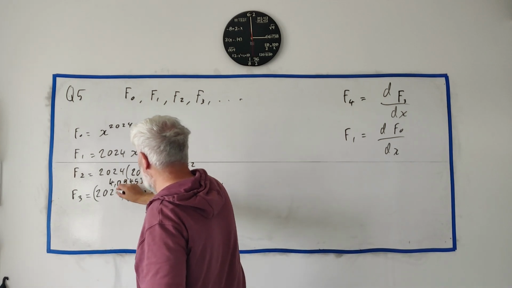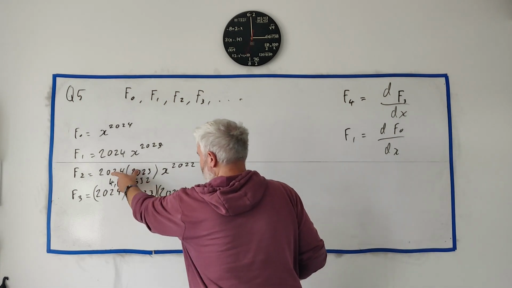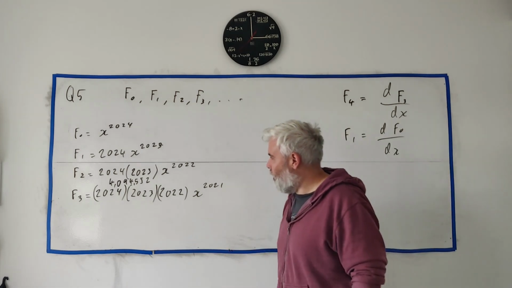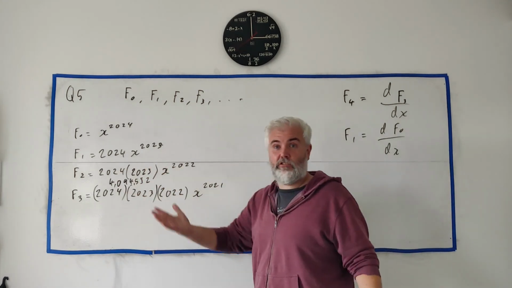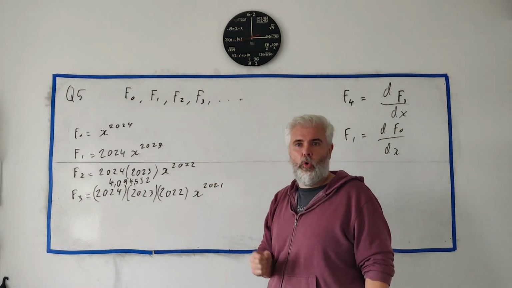552. So what is that number? That's 4,094,552. These two numbers multiplied together. Yeah, that looks about right. 2,000 by 2,000 should be about 4 million. And that's it. That's it for part 1.